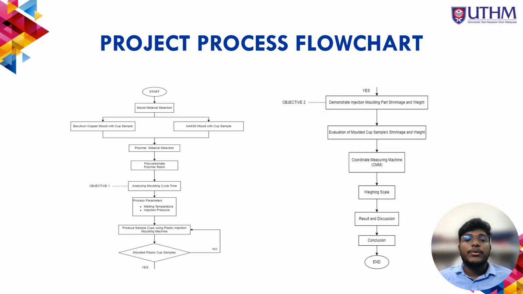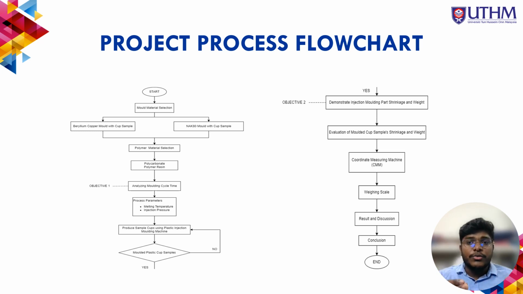And this slide is about the project process flowchart, which is chapter 3. For a start, the mold material selection. There are two materials for the mold, which are beryllium copper and NAK80 steel. Secondly, the polymer material selection. The selected polymer resin is polycarbonate. For the first objective, which is analyzing molding cycle time, the chosen process parameters are injection pressure and melting temperature. Then the sample cups are produced using the injection molding machine.